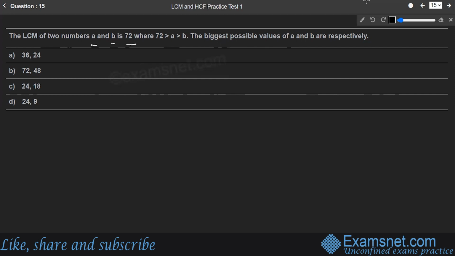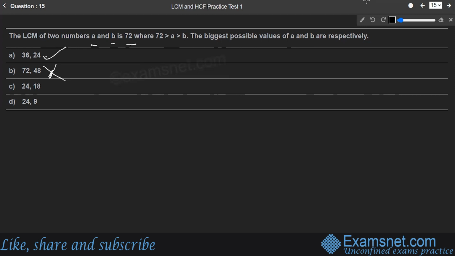So just look at it. As he says, 72 is the LCM of these two numbers. So clearly the number should divide 72, which is happening in all the options: C, 36 and 24. Rather, 72 should be the common multiple of these two numbers. So 72 should be divisible. 36 and 24 both can divide 72, but 48 cannot divide. So option B is discarded here itself because 48 cannot divide 72.